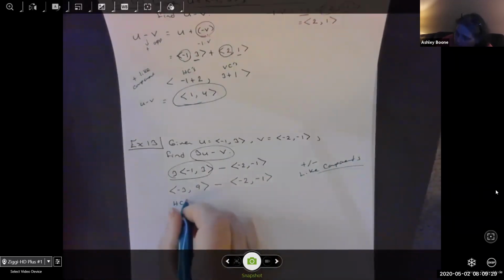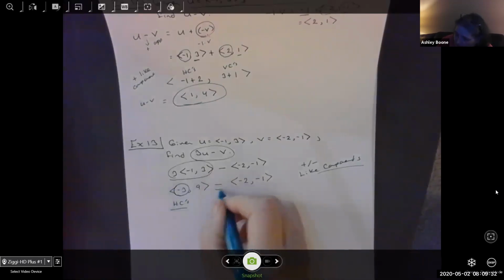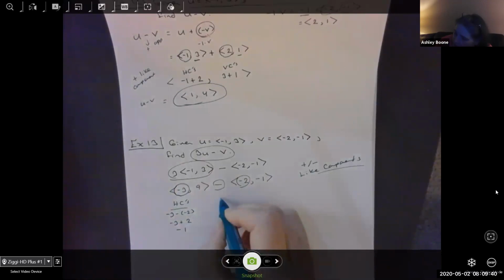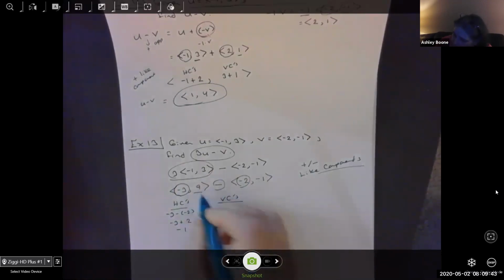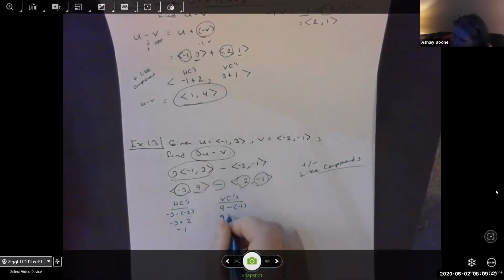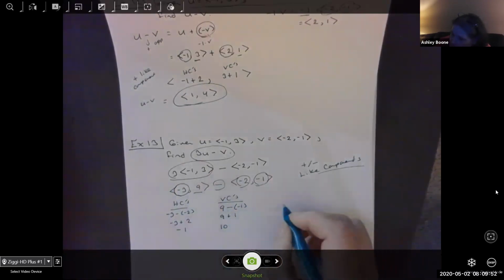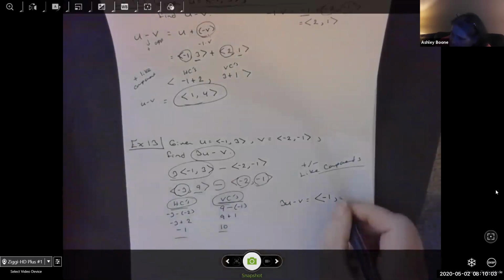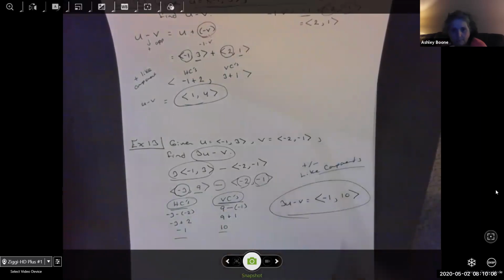So our horizontal components, we have a -3 minus a -2. That's a -3 plus 2 or a -1. Our vertical components, we have a 9 minus a -1. That's a 9 plus 1 or a 10. So that means that 3u minus v has a horizontal component of -1 and a vertical component of 10. Okay? That's what we have for that one.